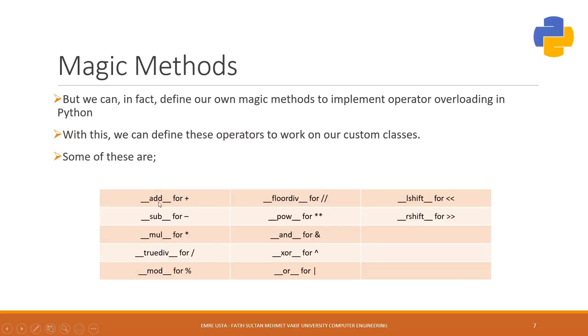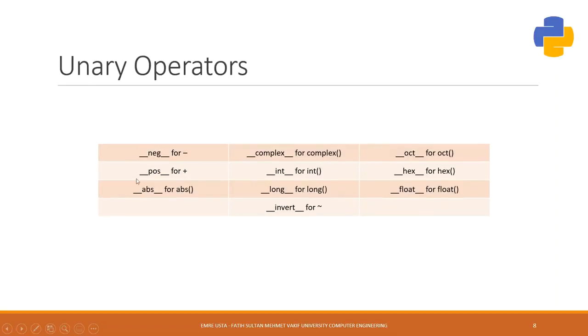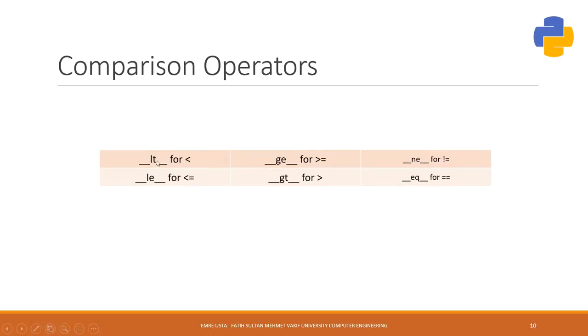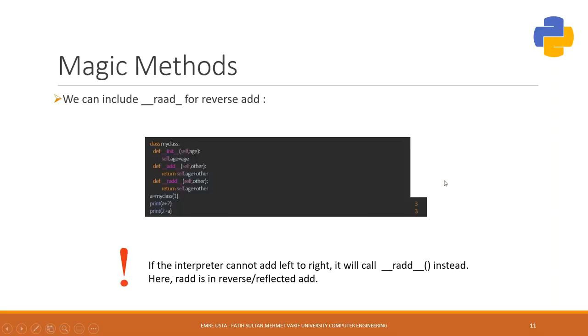Some of these are addition, mod, power, XOR, left shift, right shift, and unary operators: absolute value, complex, hexadecimal, etc. Extended assignments, and here we can show these methods, and comparison operators: less equal, greater equal, less, greater, not equal, equal. We can include reverse add methods. If you want, you can try in PyCharm, no problem.